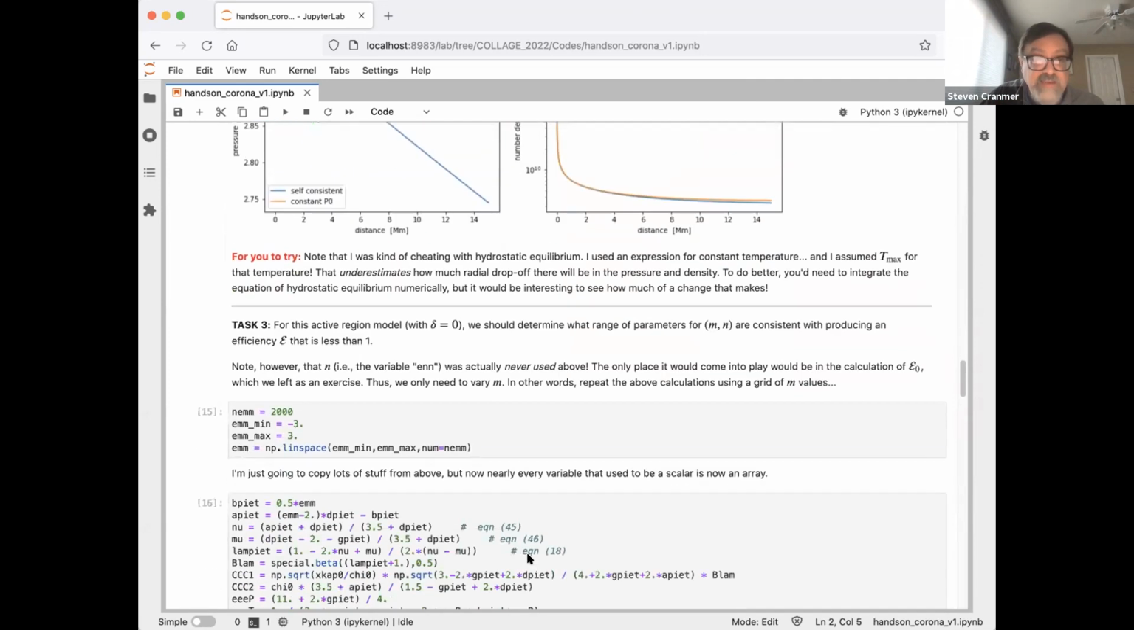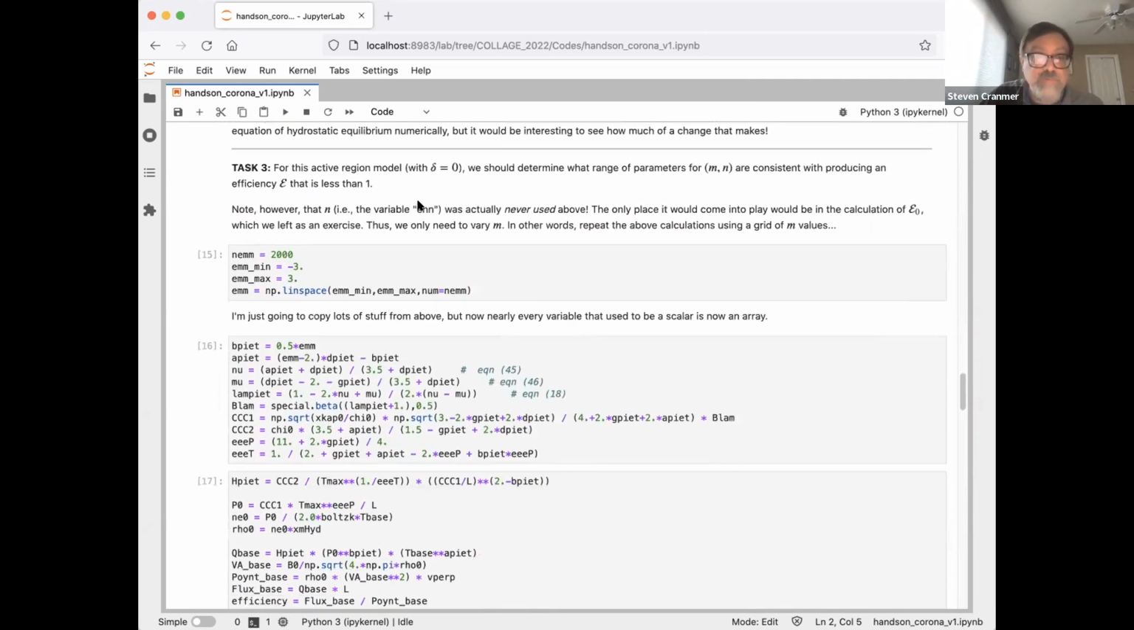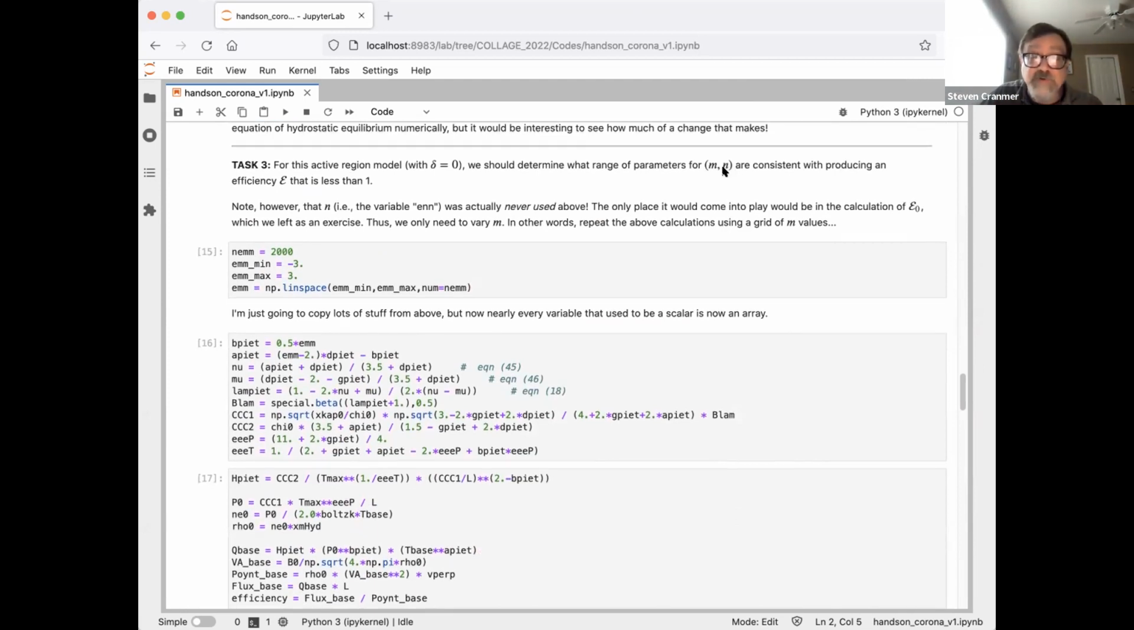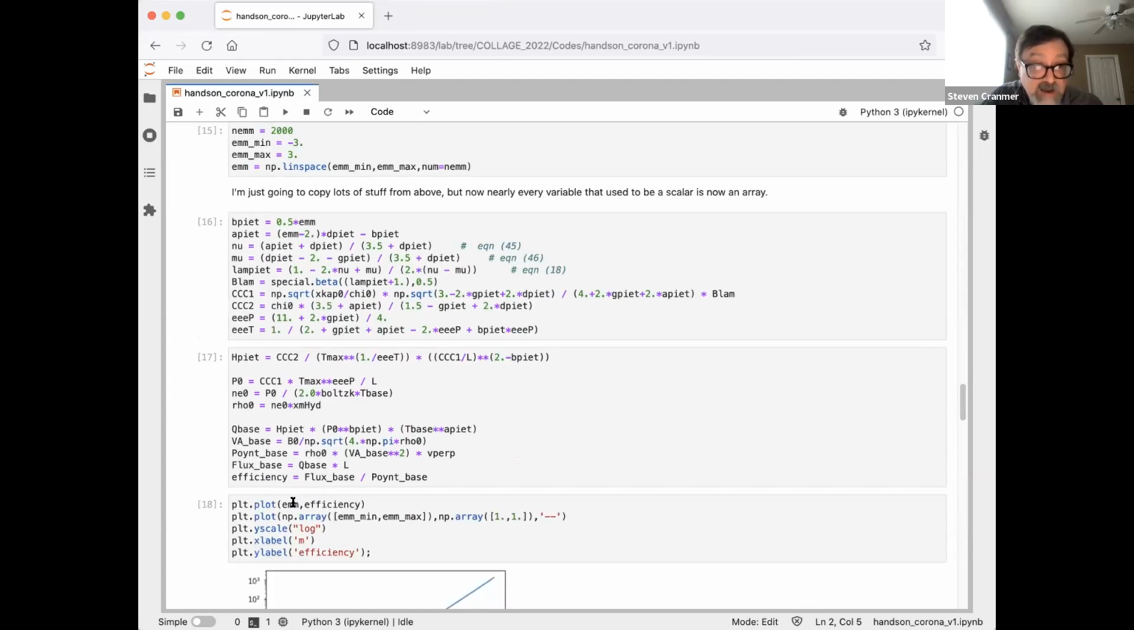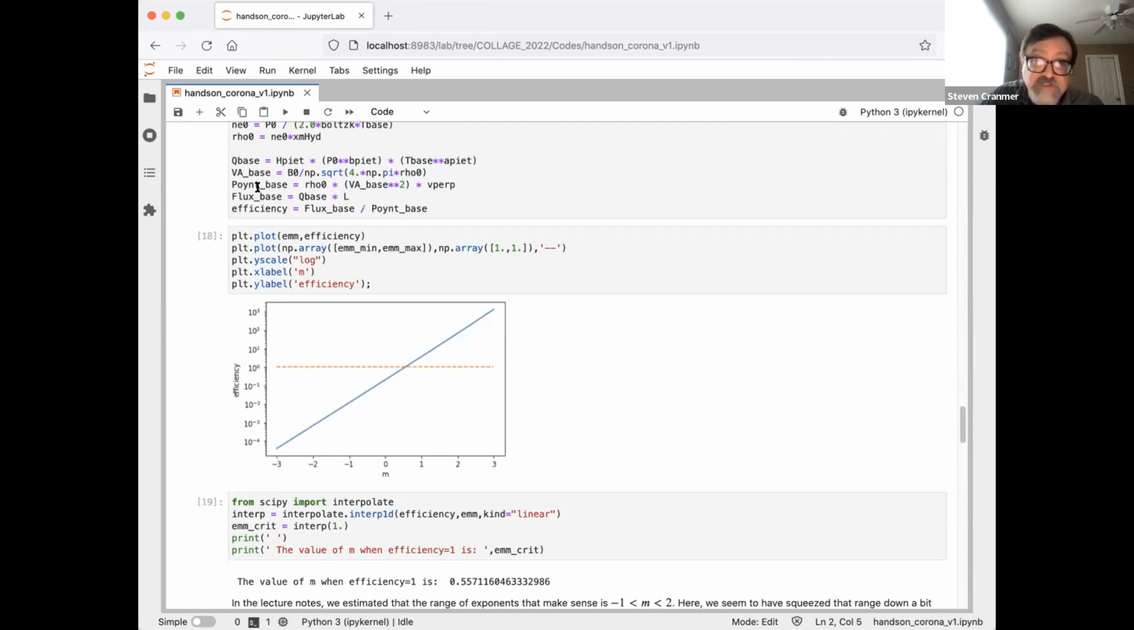The final thing that I implemented in the notebook was to explore different values of these m and n exponents to figure out whether there are some values that give you a bad result for this efficiency. Maybe that gives you an efficiency greater than 1, which doesn't make sense. It turns out you don't even need to use n, even though I specified n equals 0 above. It was never actually used at all. It would only be used if you wanted to compute the epsilon naught. So really, I'm just varying m. I'm just repeating the same blocks of code here, but now treating m as an array. So everything else here is an array. And I'm plotting the efficiency in the same way.